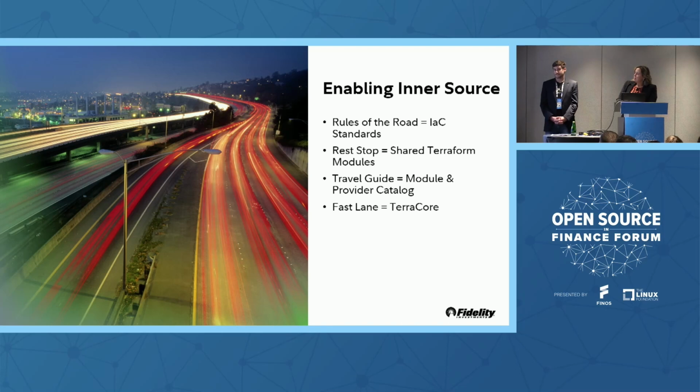So then there's the fast lane. Doug mentioned TerraCore. This is what we've dubbed our process, procedures, and the tooling around the brokerage pipeline using Terraform and Jenkins Core. We really went all out on naming there, but hey, it works. If you say TerraCore at Fidelity, most people will know what you're talking about. We modernized our standard pipeline, and we're considered that fast lane now.